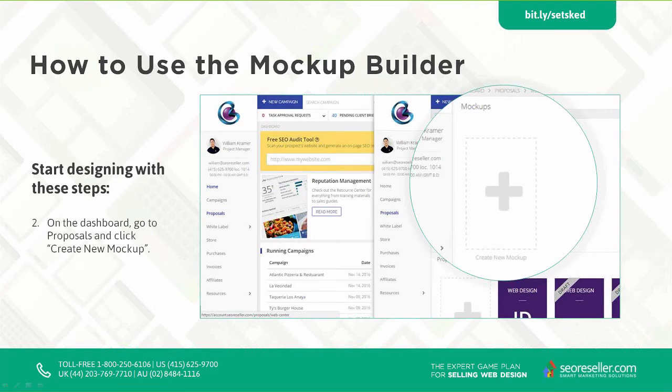Step 2 is on the dashboard, go to proposals and click create new mockup. Yeah, that's that gray cross right there. We just magnified it so you guys can see, but it's visible on the dashboard too. Because you should be able to see the other mockups on the right side with the tab, but this is what you need to click.